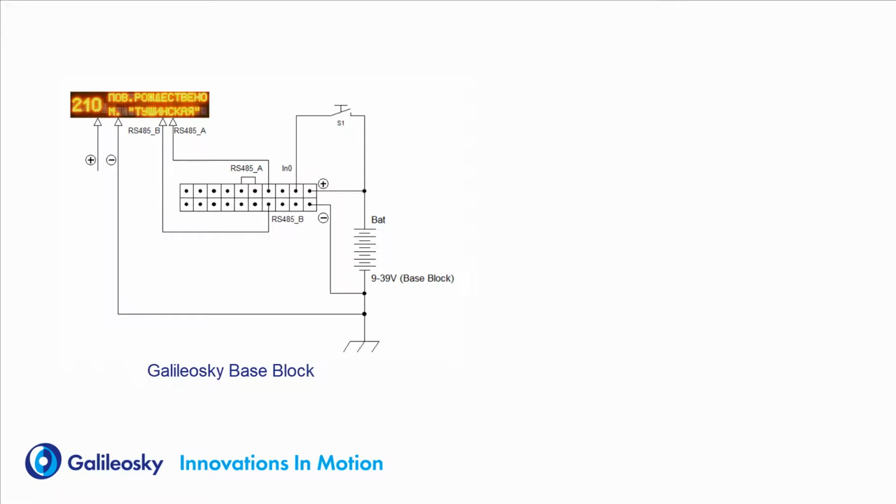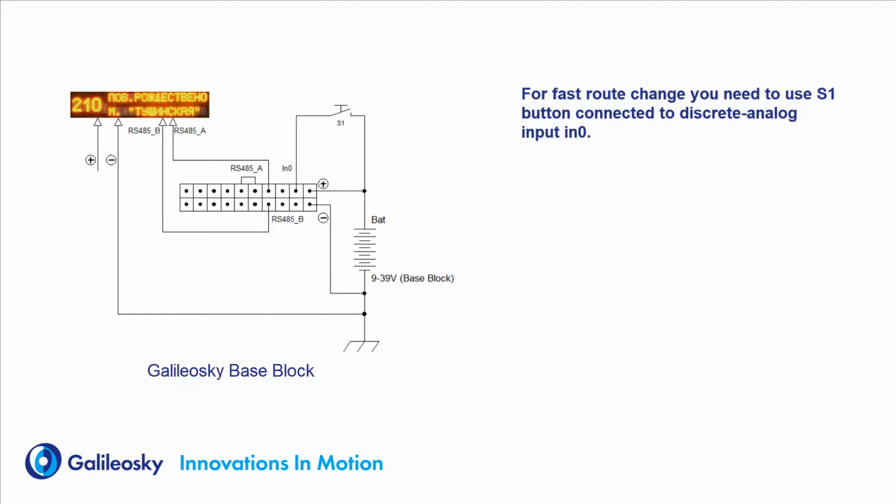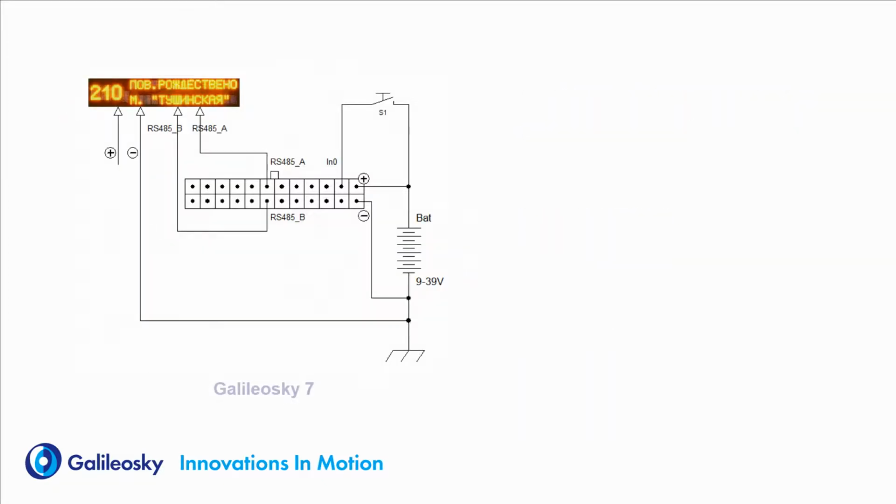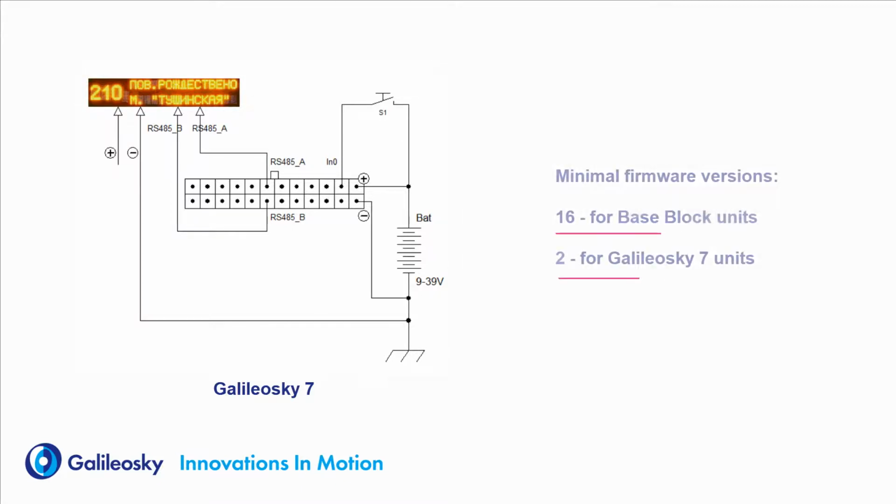On the screen, you can see the connection schemes. Pay attention that in case you need fast route changing, you should use the IN0 input. Before connection, make sure this input is not used by other devices or sensors. Power supply is provided separately. Grounds of the board and the tracking unit must be connected. The connection scheme of Galileosky 7 is similar to the scheme of base block tracking units. Minimal firmware versions are presented in the slide.